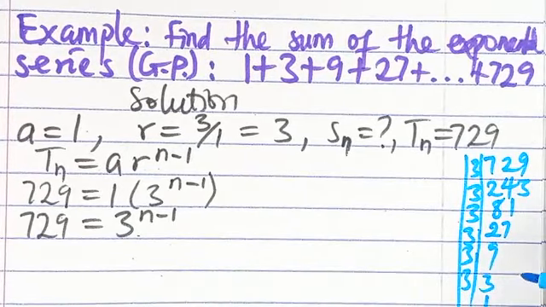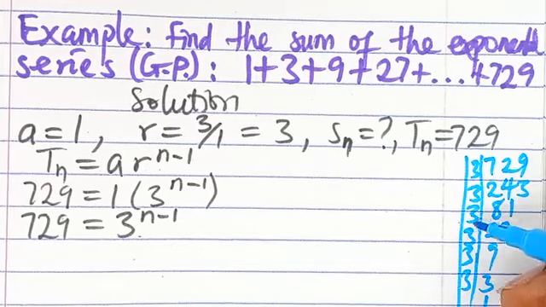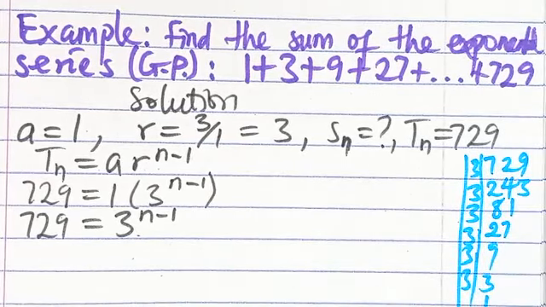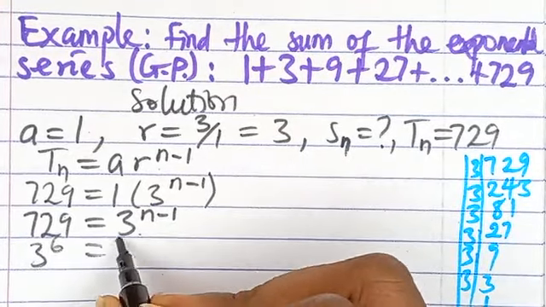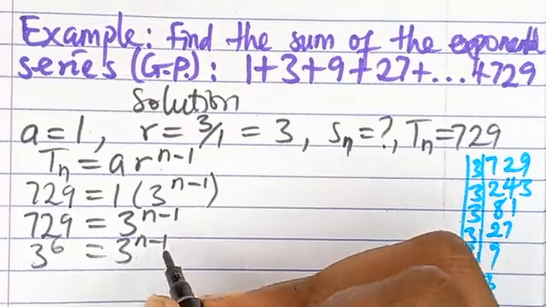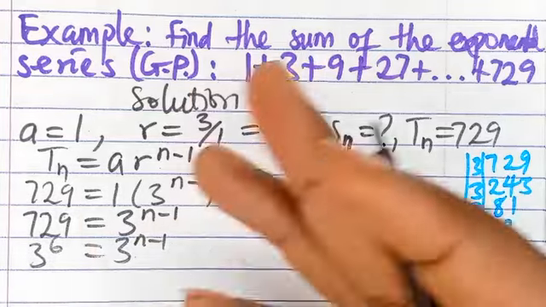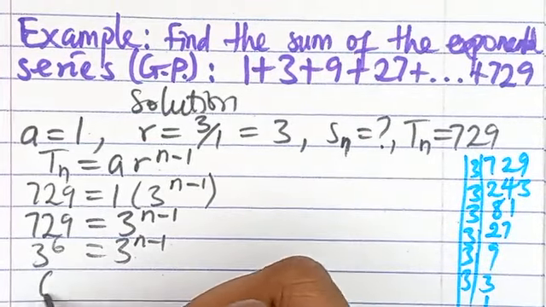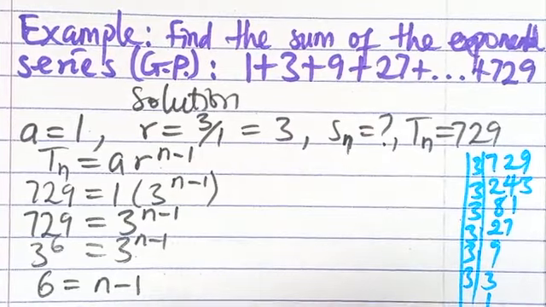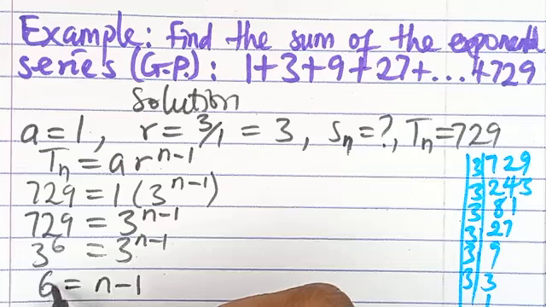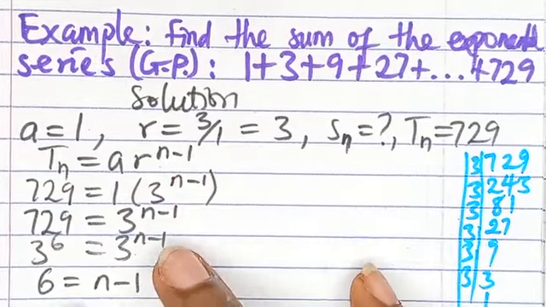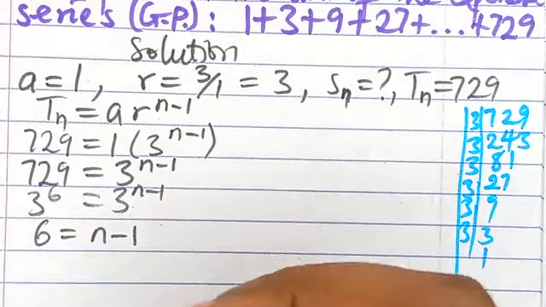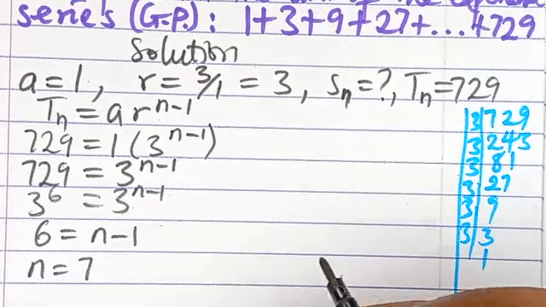So how many 3's do we have in 729? 1, 2, 3, 4, 5, 6. So 729 is actually equal to 3 raised to power 6. So 3 raised to power 6 is equal to 3 raised to power n minus 1. Now we can cancel out the bases, that is, equate the powers. When we equate the powers, we have that 6 is equal to n minus 1. And then minus 1 goes over to this side to be plus. So 6 plus 1 is 7. We can see that the number of terms in the given series is 7. So we have that n is equal to 7.